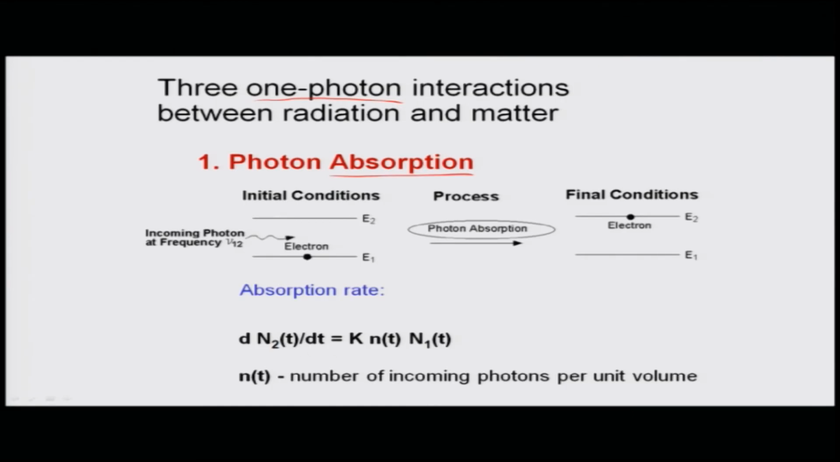So, we have this rate, which can be related to the number of incoming photons with respect to the number of states of the kind that we are looking at. So, N1 atoms which are in the ground state are interacting with the number of photons coming in per unit volume.